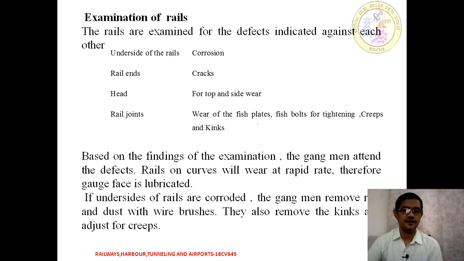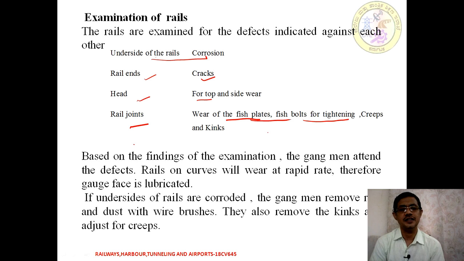Next is examination of rails. The rails are examined for whatever defects are bound to be there. As I had explained, there are different types of rail failures and defects. First, look at whether the underside of the rail is getting corroded or not. At the end of a rail, check whether any cracks are found, then whether head, top and side wear is found. Near the rail junction or joints, wearing of fastenings or fitting materials like fish plates and fish bolts, tightening, and creeps and kinks have to be taken into account.